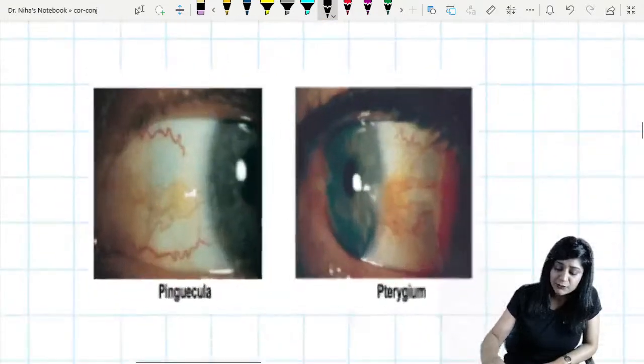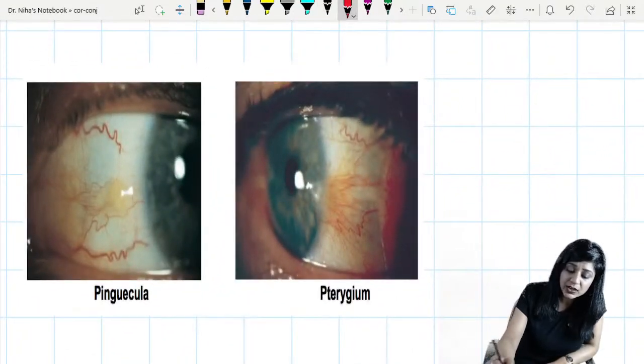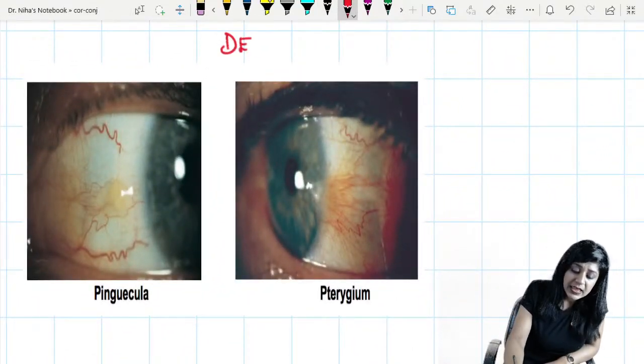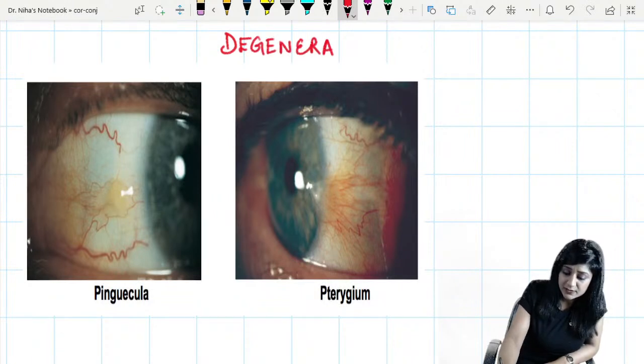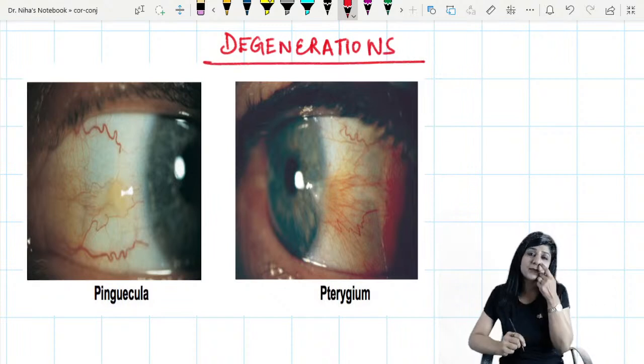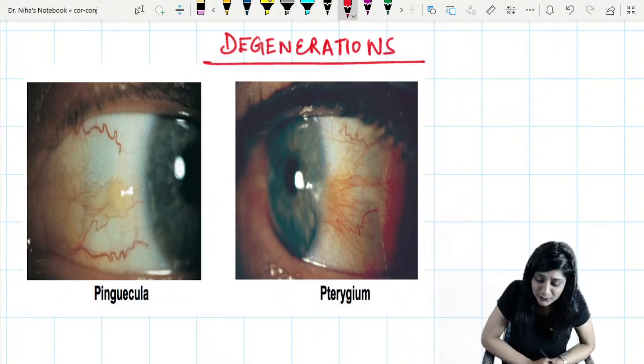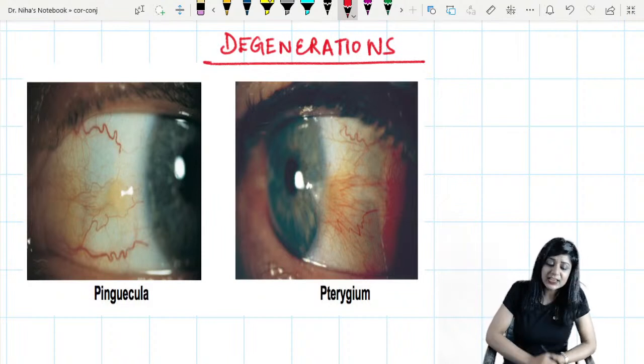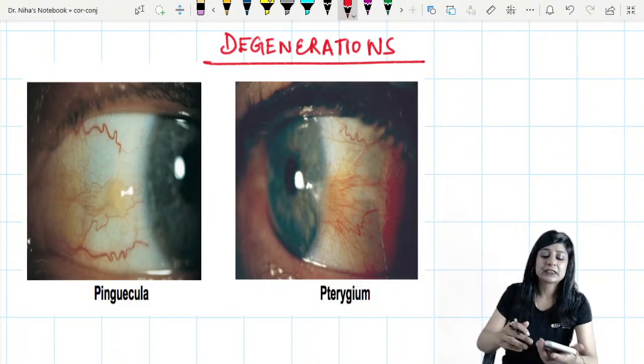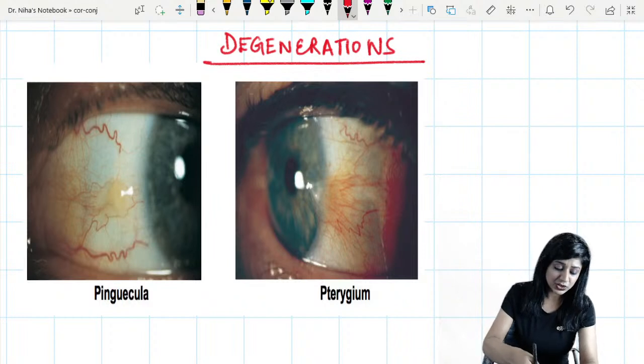Now we finally come to the degenerations. And this is again, the showstopper, I can say, because a conjunctiva question is definitely coming from degenerations. So conjunctival degenerations, that they are found in the substantia propria.